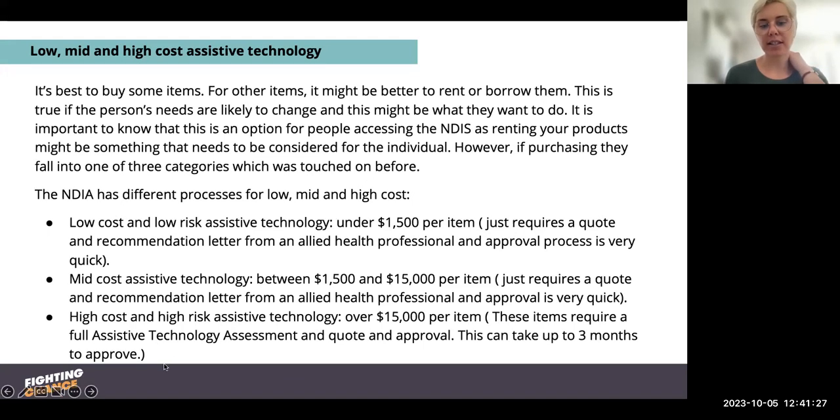High cost and high risk assistive technology, so anything over $15,000, requires a full assistive tech assessment, quote, and approval by the NDIA, and it can take up to 3 months to approve. So in the interim, if you need a rental or some other piece of equipment to carry you over and you don't have that funding in the plan for, say, mid or low cost items, then you will need to go through the process of a plan variation to ask for additional money for that. At the same time, you can submit the AT request for the bigger item that you're waiting on, but you know that process is going to take some time.